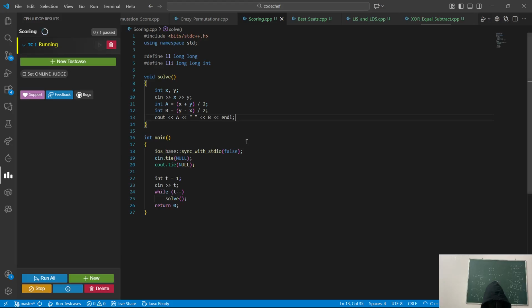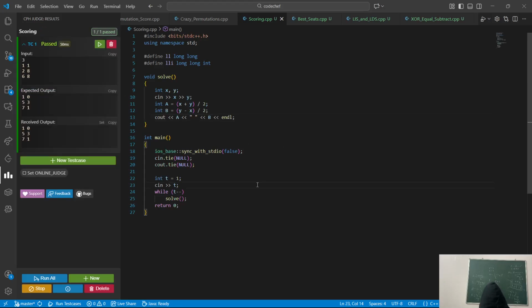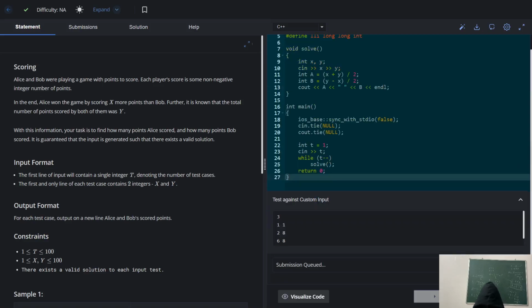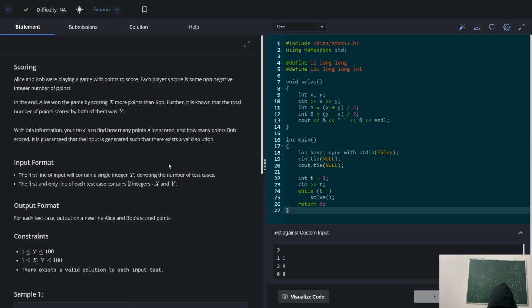Let's try to run it. It is running fine. Let's copy paste it in the online editor and try to submit it. And yes, it got accepted. So it was an easy problem only. Basically, from this statement you could have drawn the formula for the score of Alice and the score of Bob in terms of X and Y, which is as shown here. So thank you guys for watching the video.